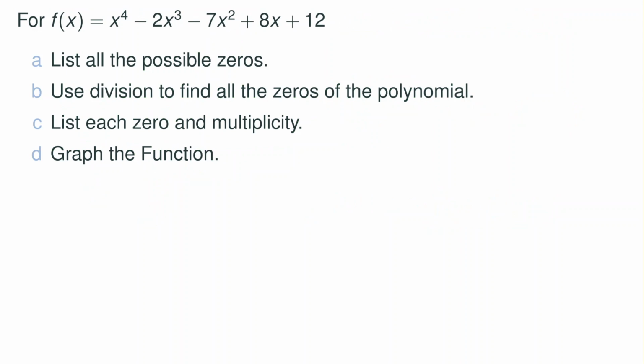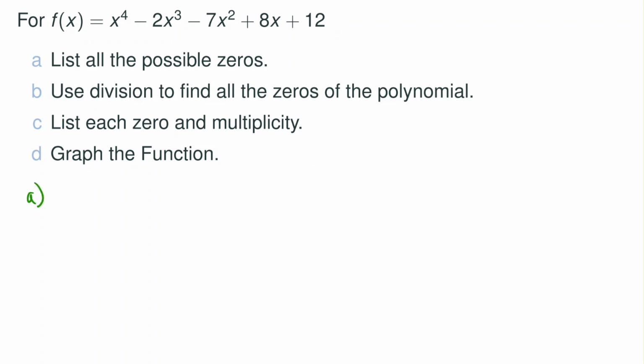For the function x to the fourth minus 2x cubed minus 7x squared plus 8x plus 12, list all the possible zeros, use division, in this case synthetic division, to find all the zeros of the polynomial, list each zero with its multiplicity, and graph the function. So here I'm going to have to use more than one screen, more than this slide. So let's start with A.